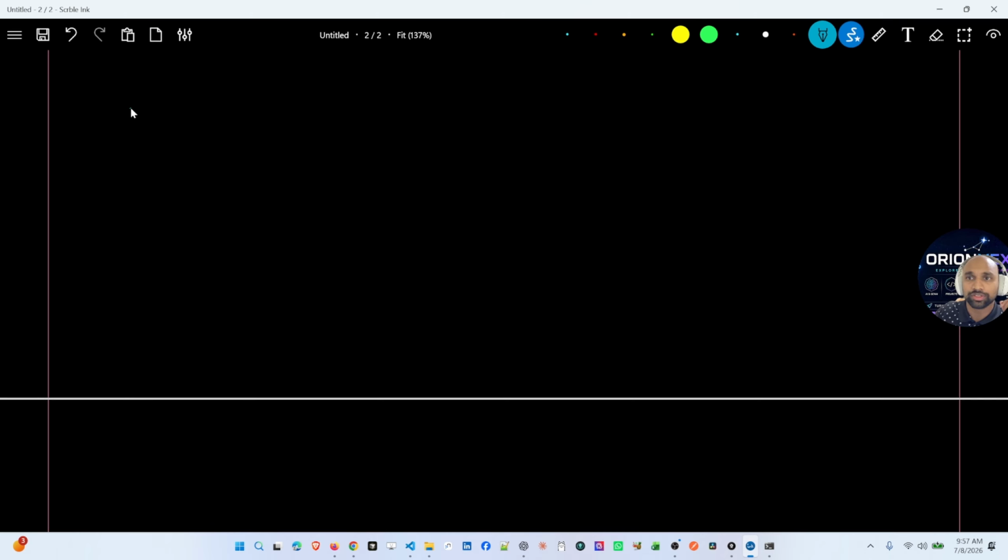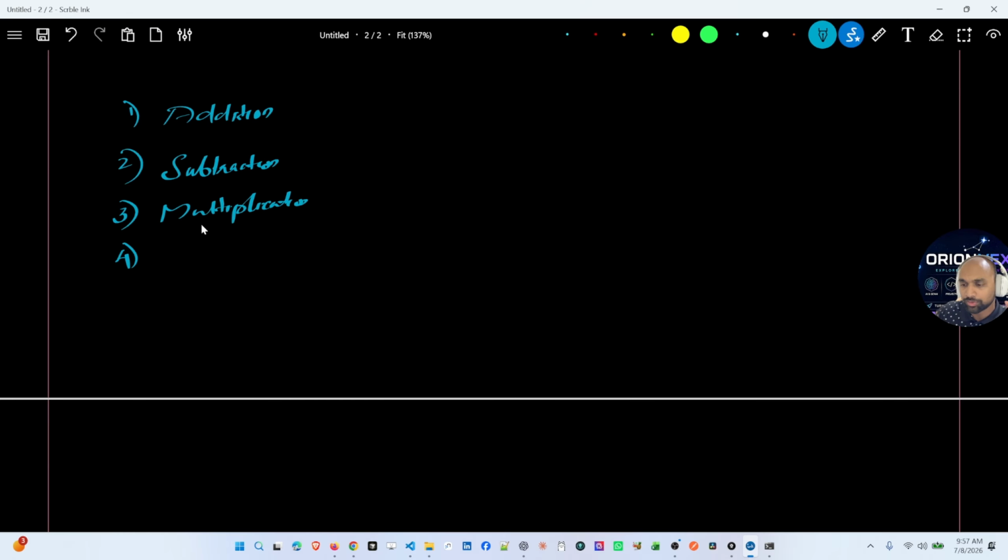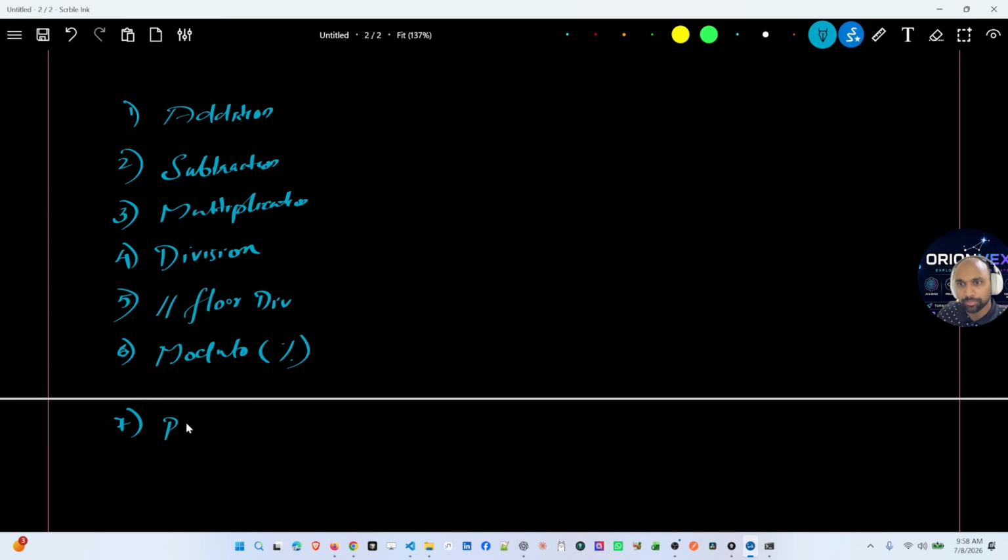The first one we are going to see is addition. Second one is subtraction. Third one is multiplication. Fourth one is division. And fifth one is floor division. Sixth one is modulo division. We use the percentage symbol for the modulo division. And the seventh one we are going to see is the power.